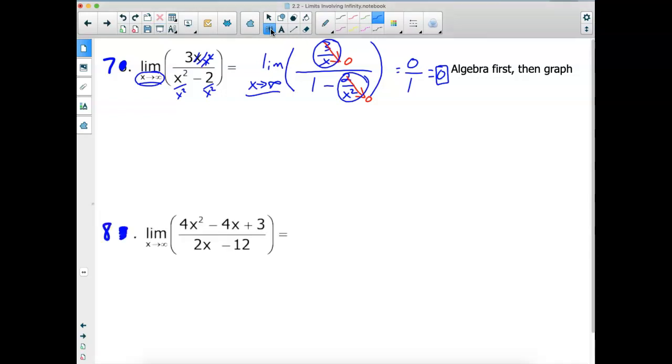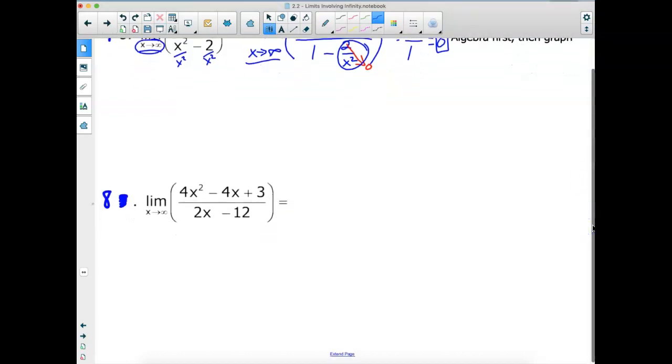What else do we got here? Yeah, I want to do this one. Okay, we can modify what we're doing. What is the biggest power of x? Because if I plug in here, I can see infinity over infinity. The reason I divide by the biggest power of x in the bottom is because I don't get confused in the end.